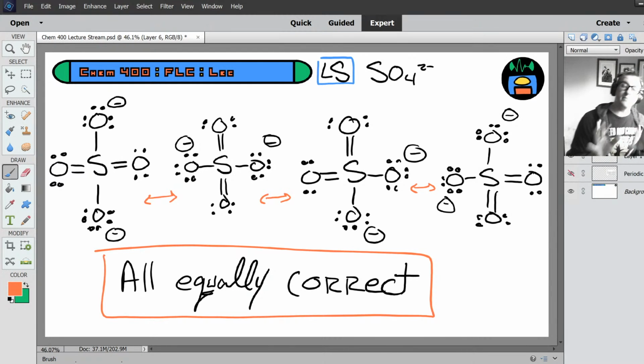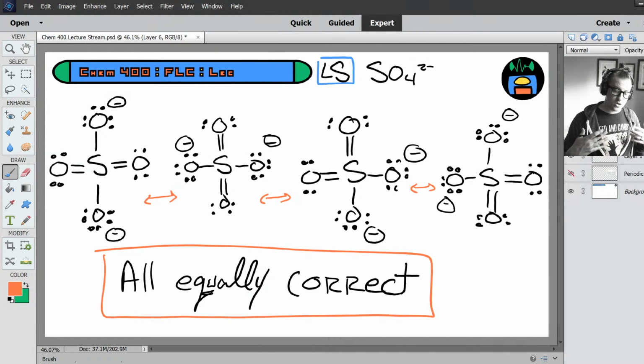But they do not convey anything about the shape of the molecule. Lewis structures tell you how atoms are bonded to each other in a molecule, but they do not tell you the shape of the molecule. And so you could draw any one of these 4 and they would all be equally correct.